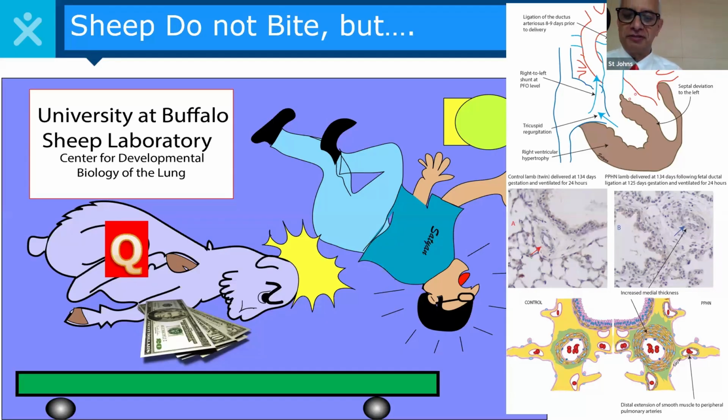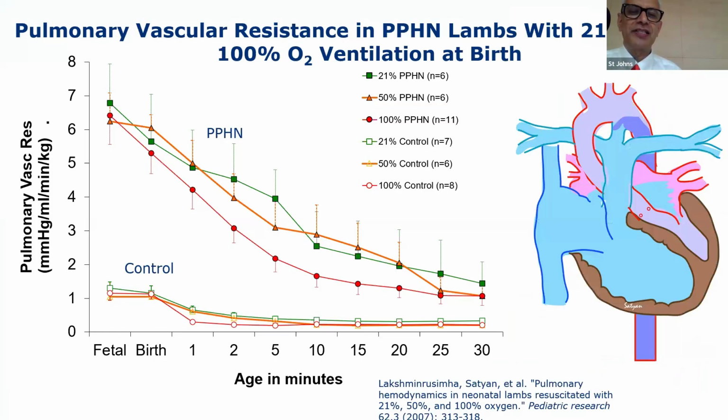And that led me to get into animal research, and I've not been able to scale back from it since then. So what these studies showed was that whether you use 21% oxygen as shown by the green line, 50% oxygen as shown by the orange line, or 100% oxygen as shown by the red line, no matter what you use, as long as you ventilate the lambs really well, you can bring the pulmonary vascular resistance down. And that's the real key.